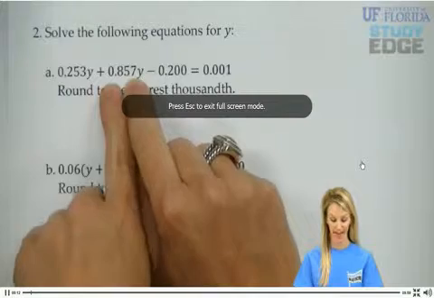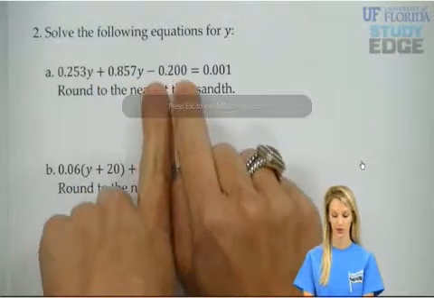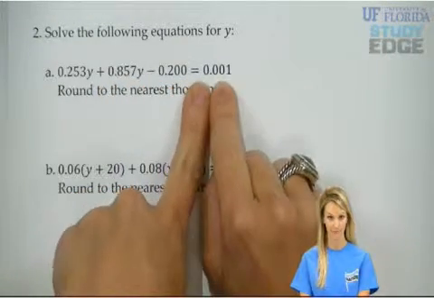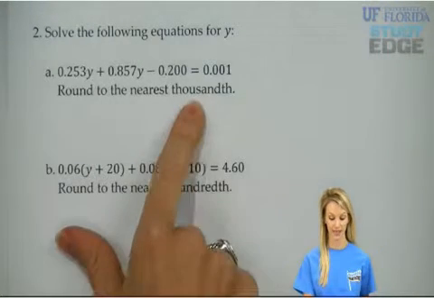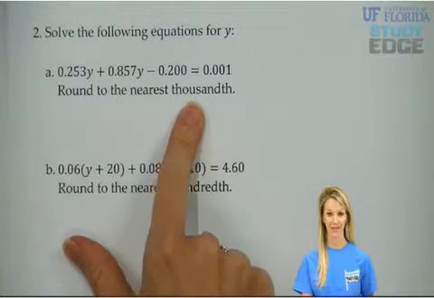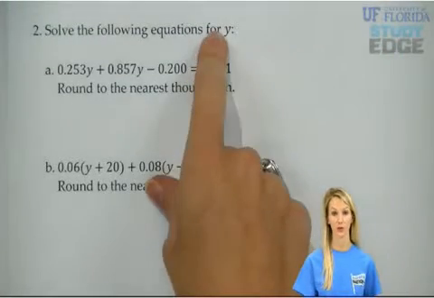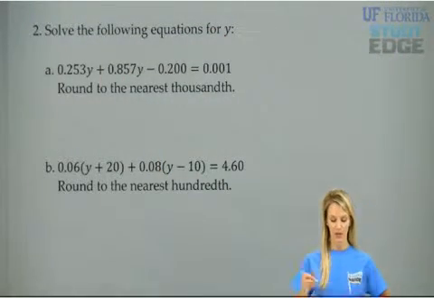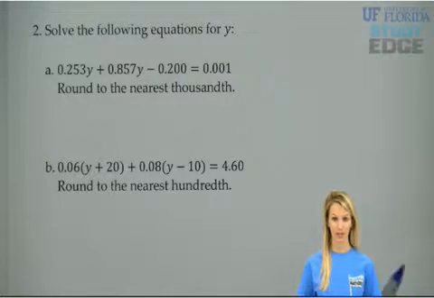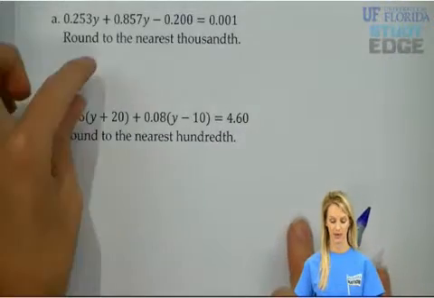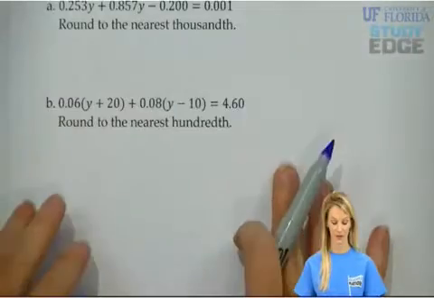0.253y plus 0.857y minus 0.2 equals 0.001. Round to the nearest thousandth. We'll worry about that rounding once we get to an answer. For now, let's just worry about solving for y. We want to get y by itself. So let's start by rewriting this problem. I'm just going to go to the bottom of the page and rewrite it because I'm going to write big and I don't have enough room right here.